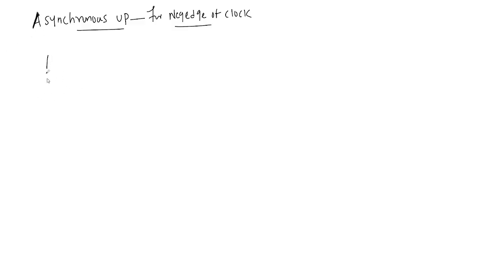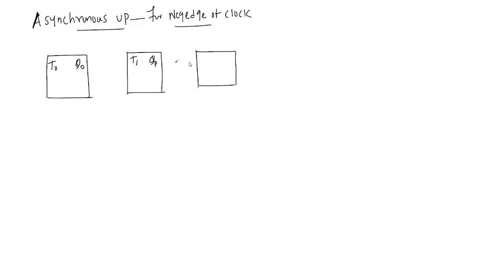We took three T flip flops, like this. This one is T0, Q0, T1, Q1, and T2, Q2. These T inputs are connected to toggle state, and we give the negative edge of clock, and this Q is acting as a clock for the next flip flop, that we discussed.